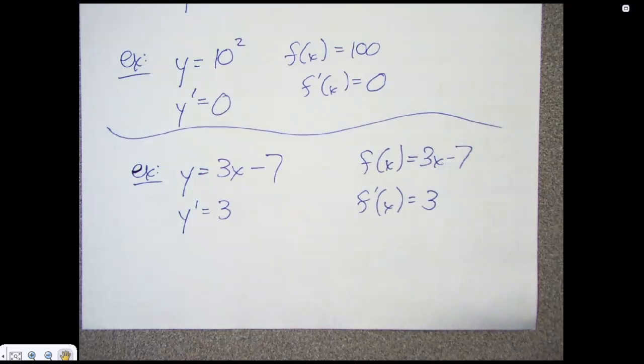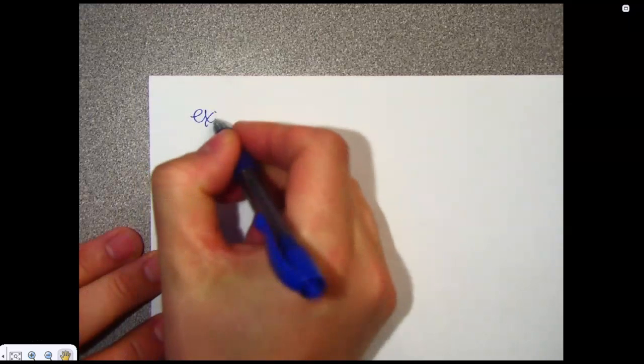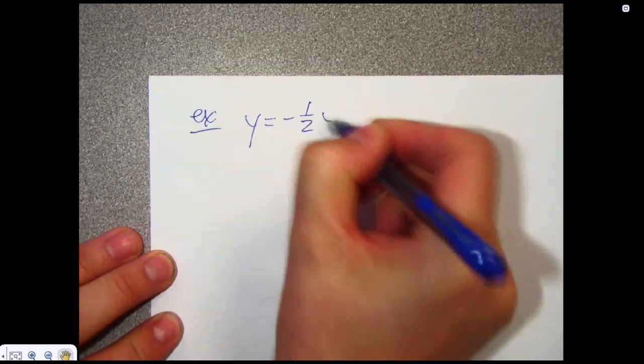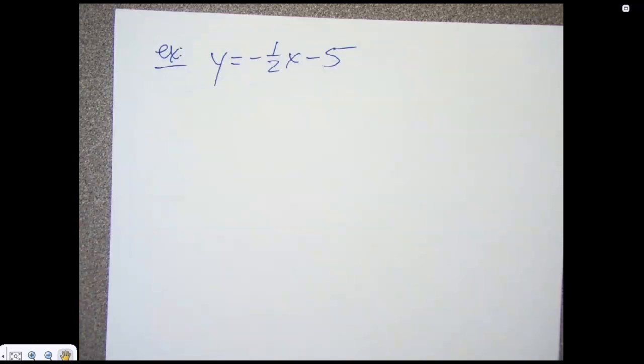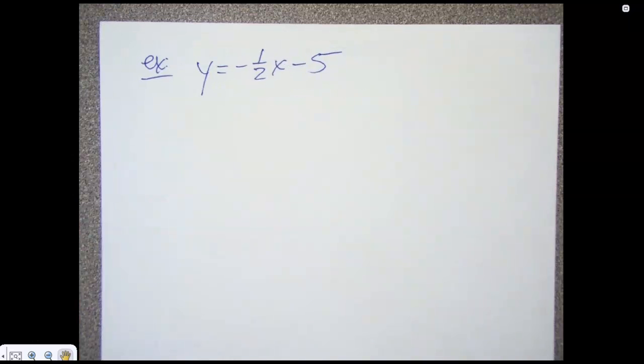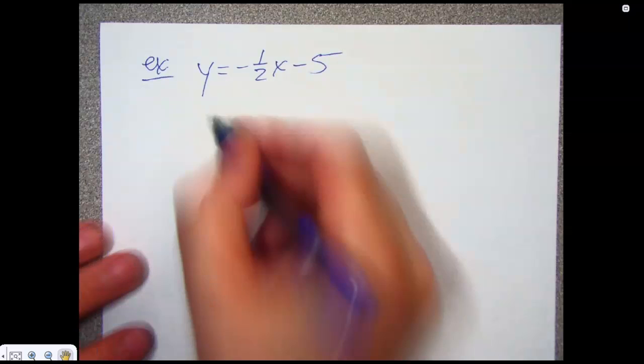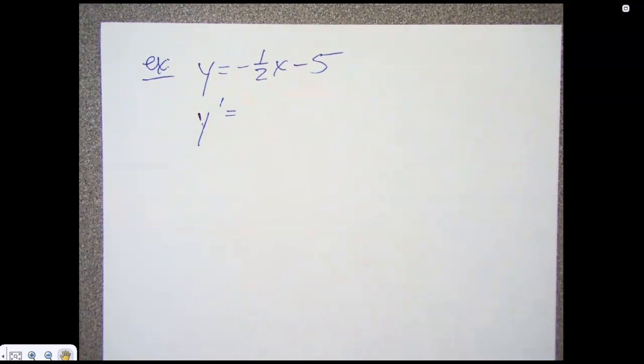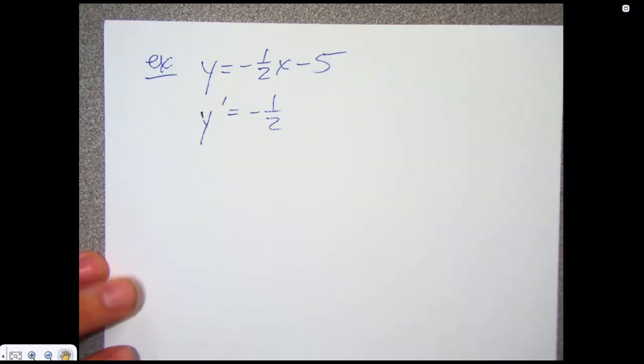Last year in Miss Main's class, she was doing something where she took the exponent and multiplied by the number. It's coming, hold on. I'm getting there. I'm building my case. So let's say y equals negative 1/2 x minus 5. That's a line, right? What's the slope of that line? Negative 1/2. So what's the derivative? Negative 1/2.